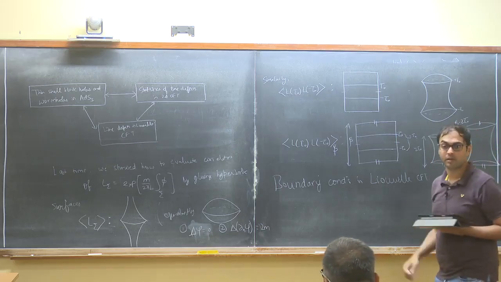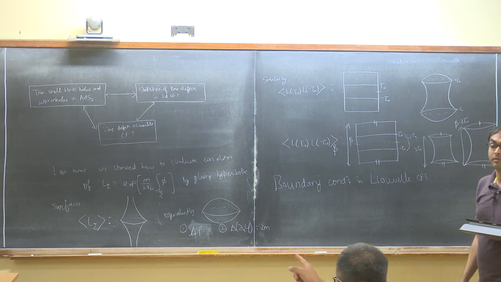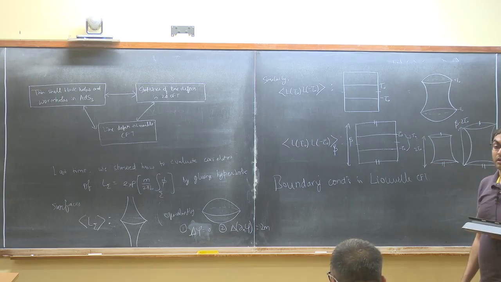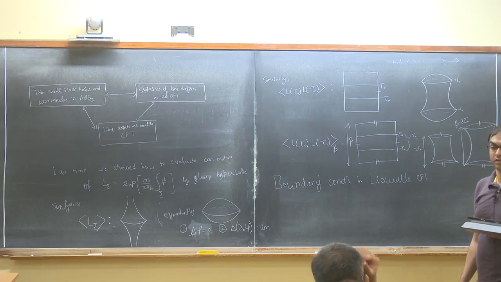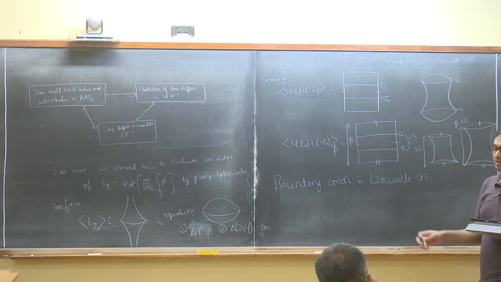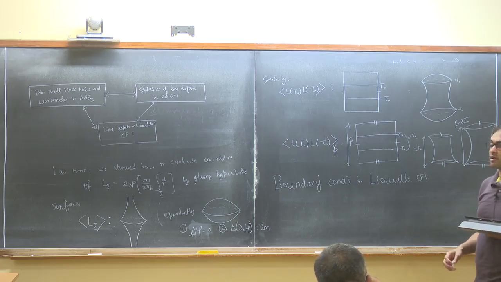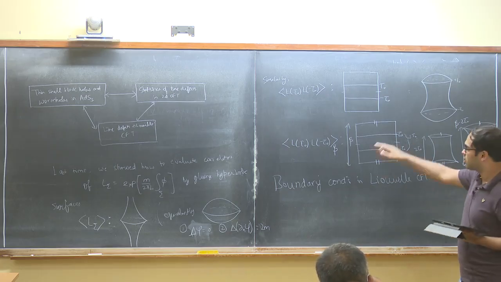So this is the Liouville CFT computation. Now there is a calculation that one can do on the bulk side, and these are equal. That is seen actually by computing the on-shell action of the three-dimensional geometry, and then it matches with all these.